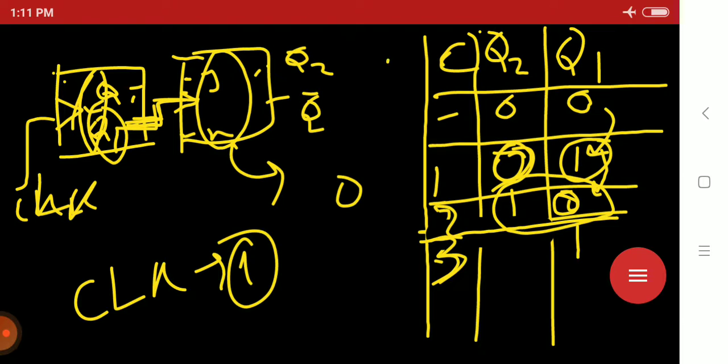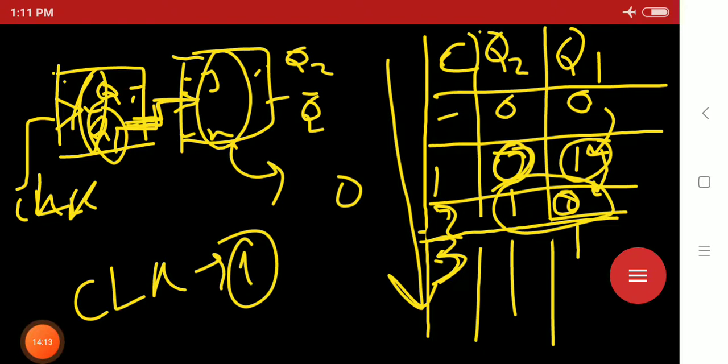In such a way we can count the clock pulses: second clock pulse, third clock pulse, fourth clock pulse. So here is the construction of a MOD-4 up counter. In such a way we can construct a MOD-8 up counter, MOD-8 down counter, MOD-4 down counter, etc. So thanks for watching.